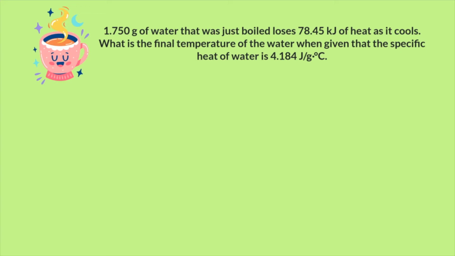The first thing that you need to look at is the unit that is being given to you. From the specific heat of water, you can see that the unit given is in joule, gram and also degrees Celsius. The mass given to you is in gram, that's fine, but the heat is given to you in kilojoule. So what you need to do now is to convert this kilojoule into joule beforehand.